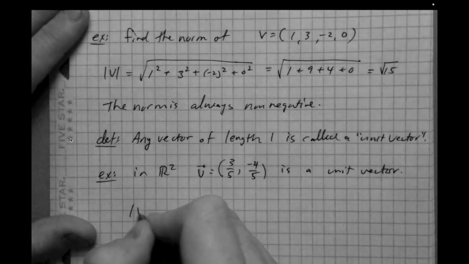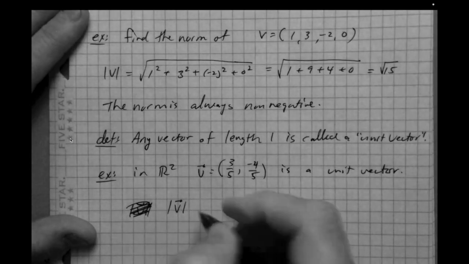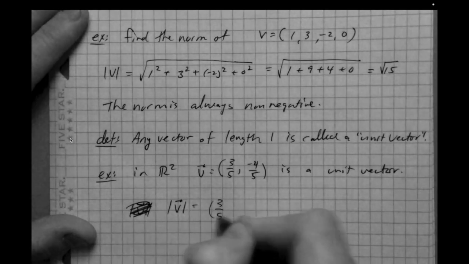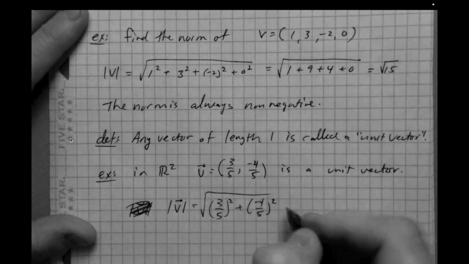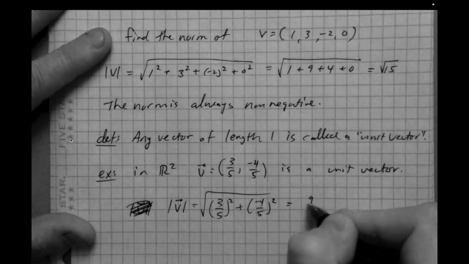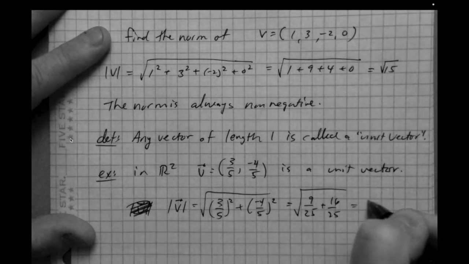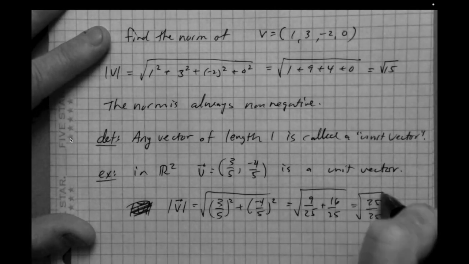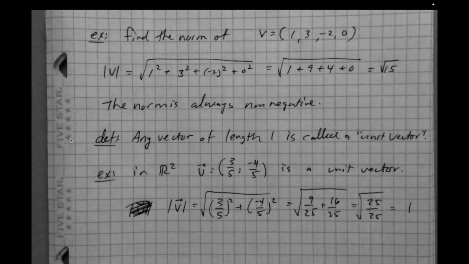Well, you could take the norm of v. So 3/5 squared plus negative 4/5 squared, square root of that. What are you going to get here? You're going to get 9 over 25 plus 16 over 25. So that's 25 over 25, and the square root of that is square root of 1, so it's just 1. So you can see that the norm, the length of v is 1, so v is what we call a unit vector.